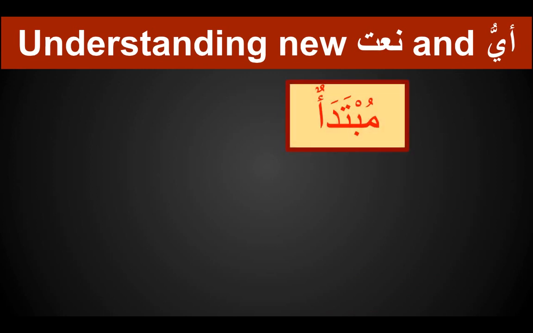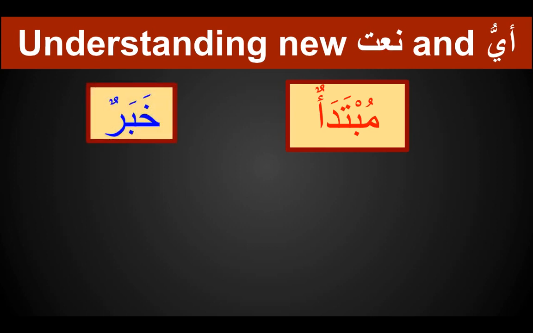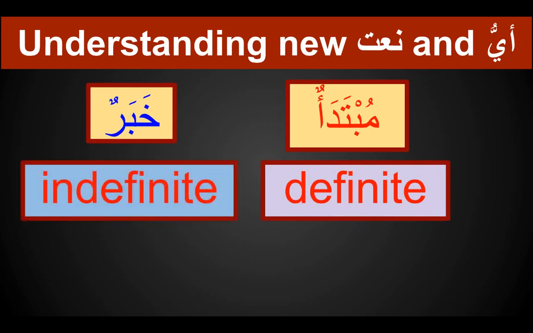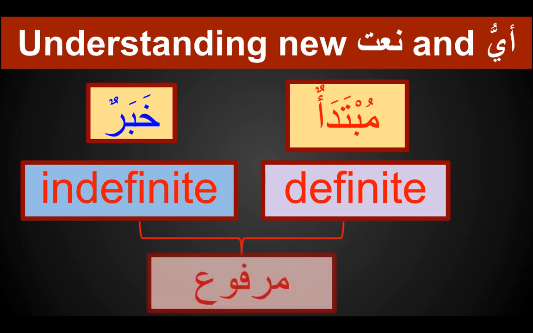So we're doing Jumlatul Ismiya. We have learned that Jumlatul Ismiya has Mubtada and Khabar. Most of the time, Mubtada is definite and Khabar is indefinite. And when Mubtada is one word and Khabar is one word, they both have the sign of Marfu, Dhamma. So let's try and use this and see how we can understand our Naat, Man'ood, Mubtada and Khabar.